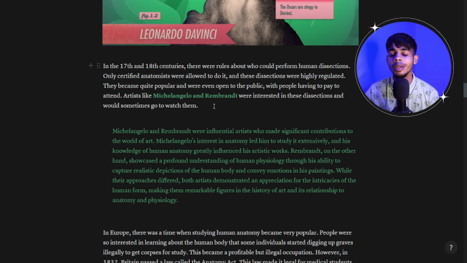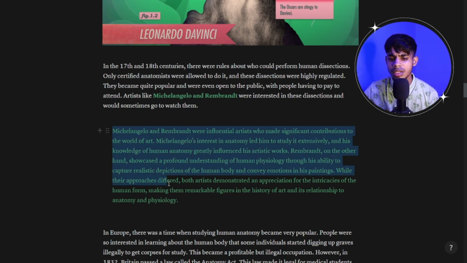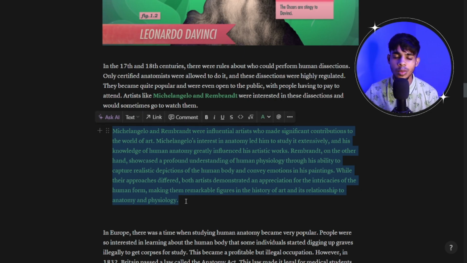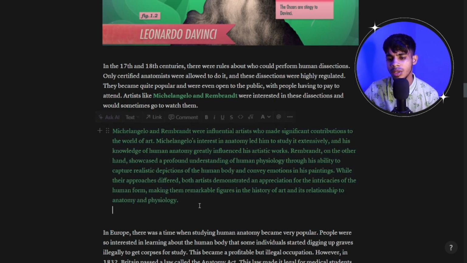So it was not only limited to the people who were interested in studying anatomy, because these two individuals, maybe you can go through the PDF, were the artists of that time. They were into designing very beautiful paintings and sculptures and whatnot. So these kinds of people also used to attend these events.